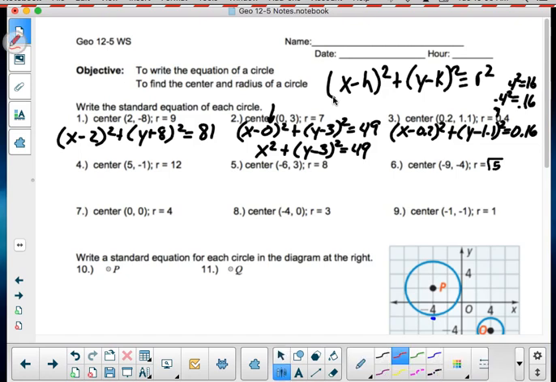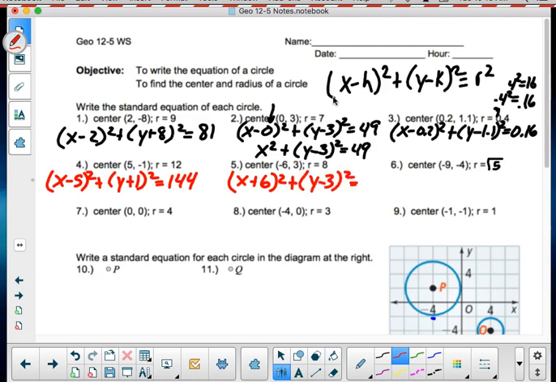So now in this next one, I've got (x minus 5) quantity squared plus (y plus 1) quantity squared equals 144. (x plus 6) quantity squared plus (y minus 3) quantity squared equals 64. (x plus 9) quantity squared plus (y plus 4) quantity squared, and the square root of 5 squared is just 5.